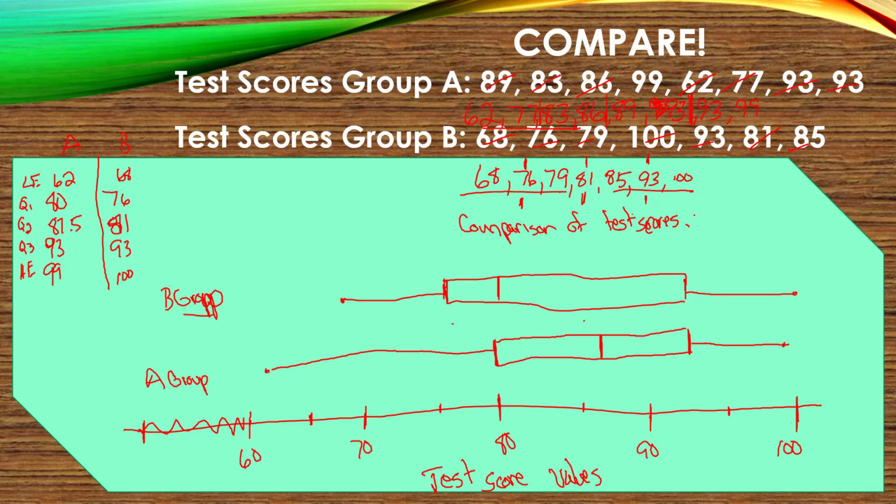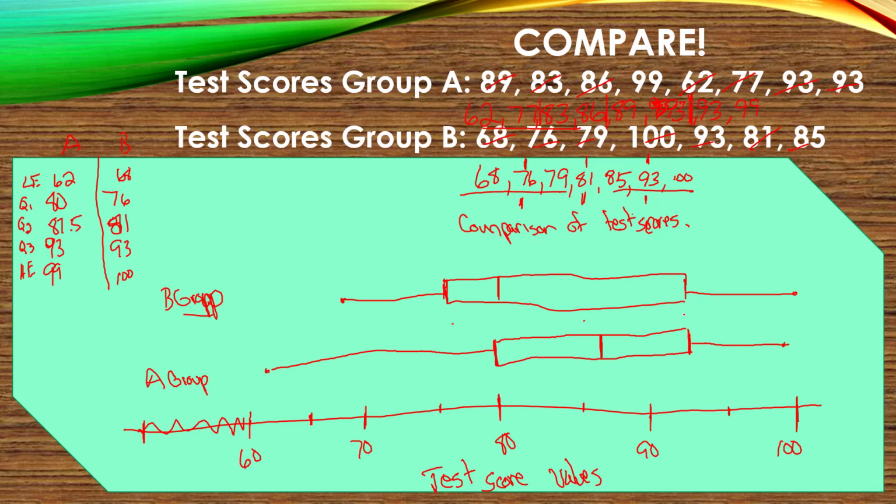Perhaps we could talk about the range. Which one has a higher, which one has a lower range? Well, group B has a lower range because its distance from the top point to the lowest point is smaller. Which one has a lower variation based on the IQR? Well, if we're talking about IQR, then we're looking at the size of the box. So group A has a much smaller box. It has less variation based on the IQR.